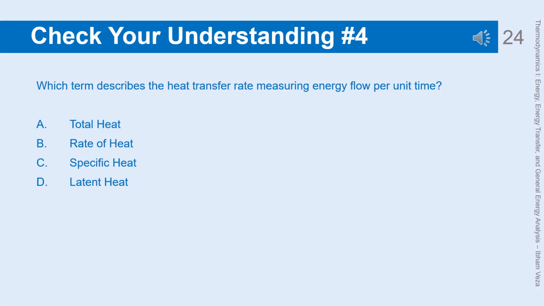Answer B. Rate of heat. Explanation of why other answers are wrong. A. Total heat. Total heat refers to the amount of heat transferred, Q, depending on the system's mass and time duration, not the rate of energy flow. C. Specific heat. Specific heat, q, represents heat per unit mass, describing energy distribution within the system, not the rate. D. Latent heat. Latent heat is related to phase changes, not energy flow per unit time.